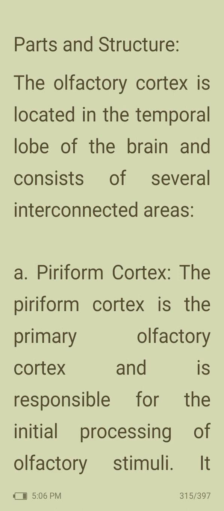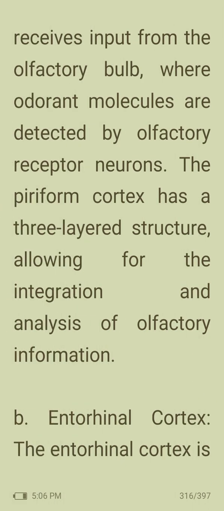So, parts and structure. The olfactory cortex is located in the temporal lobe of the brain and consists of several interconnected areas. Piriform cortex. The piriform cortex is the primary olfactory cortex and it is responsible for the initial processing of olfactory stimuli. It receives input from the olfactory bulb, where odorant molecules are detected by olfactory receptor neurons. The piriform cortex has a three-layered structure allowing for the integration and analysis of olfactory information.